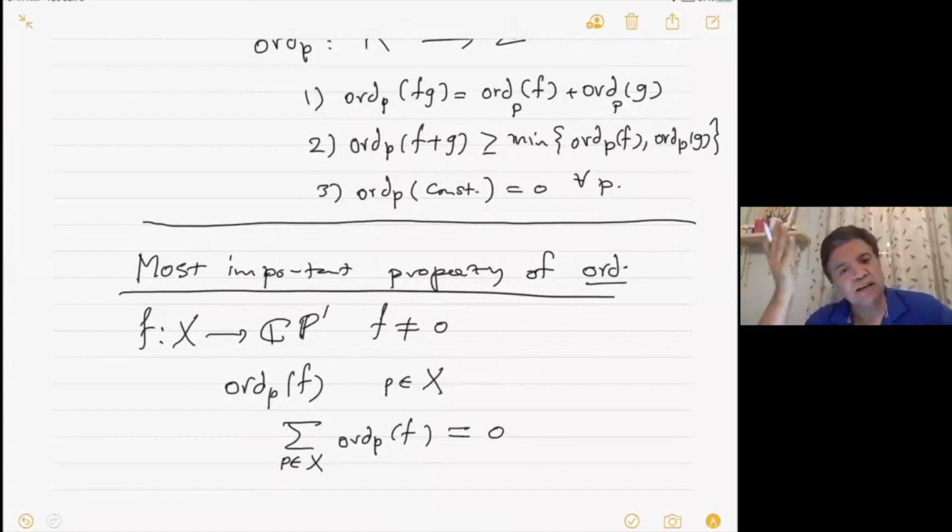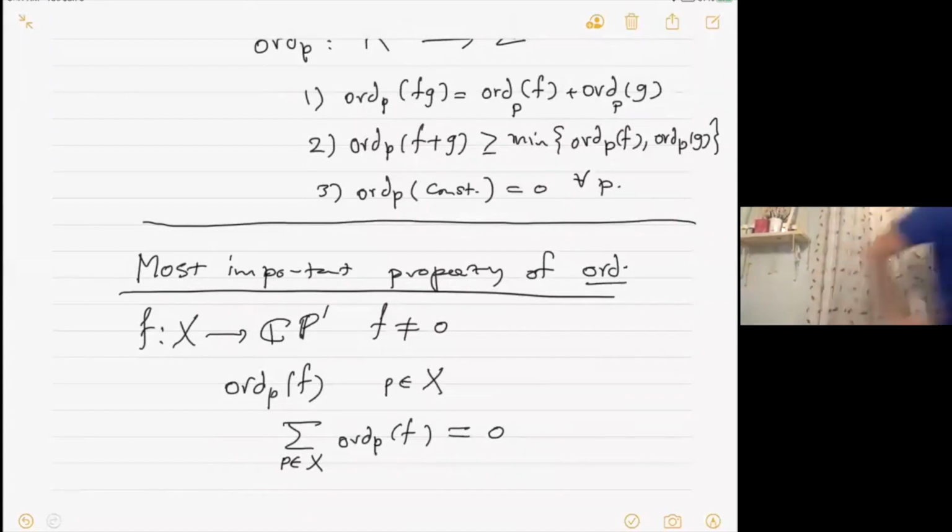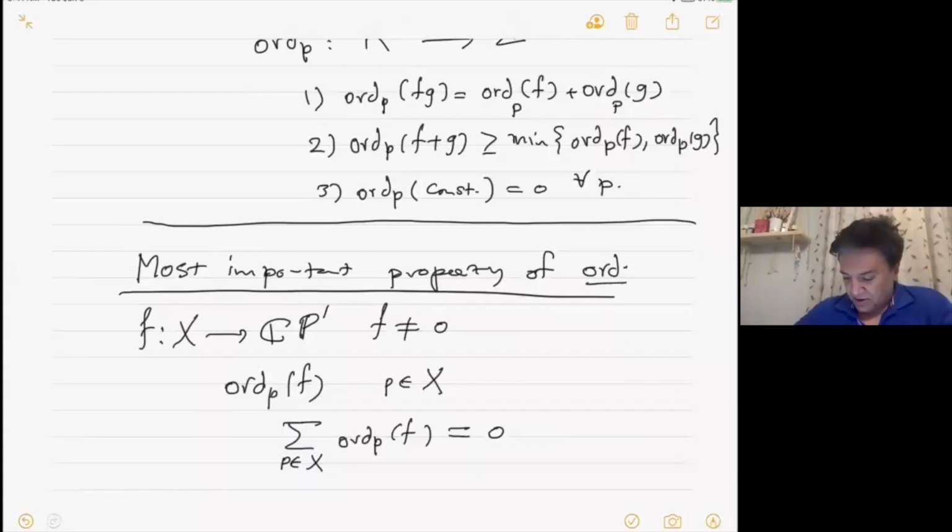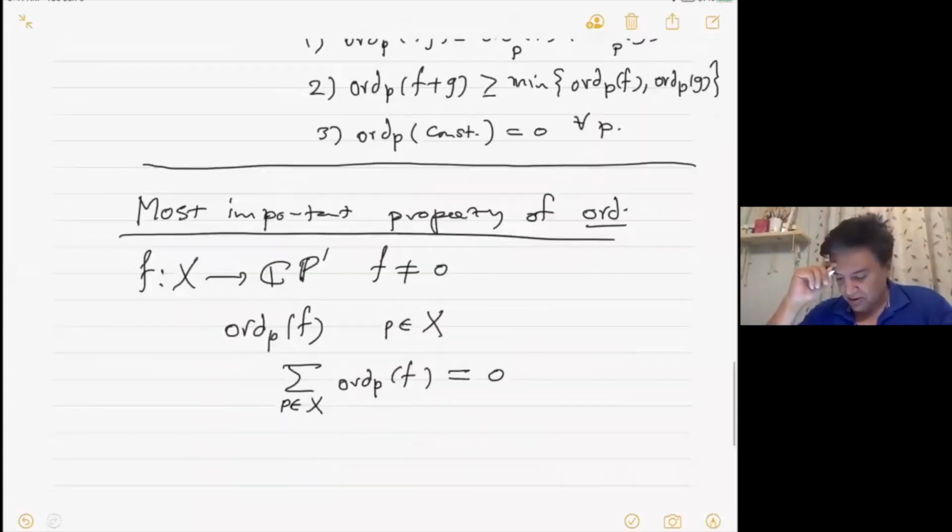In other words, any meromorphic function, when you count the number of zeros and poles with multiplicity, has as many zeros as poles. Okay. So this sum is equal to 0.